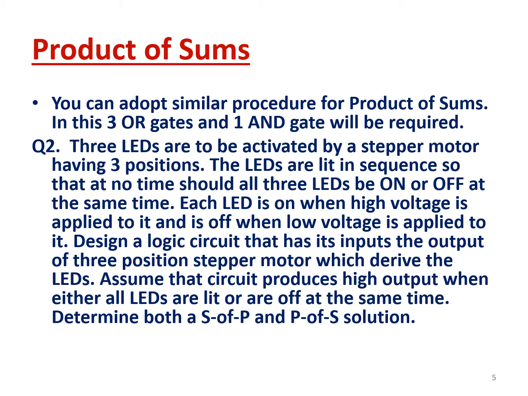Similarly you can adopt a similar procedure for the product of sum operation. So you can write it down, and in this case 3 OR gates and 1 AND gate will be required. Now we take the second example.